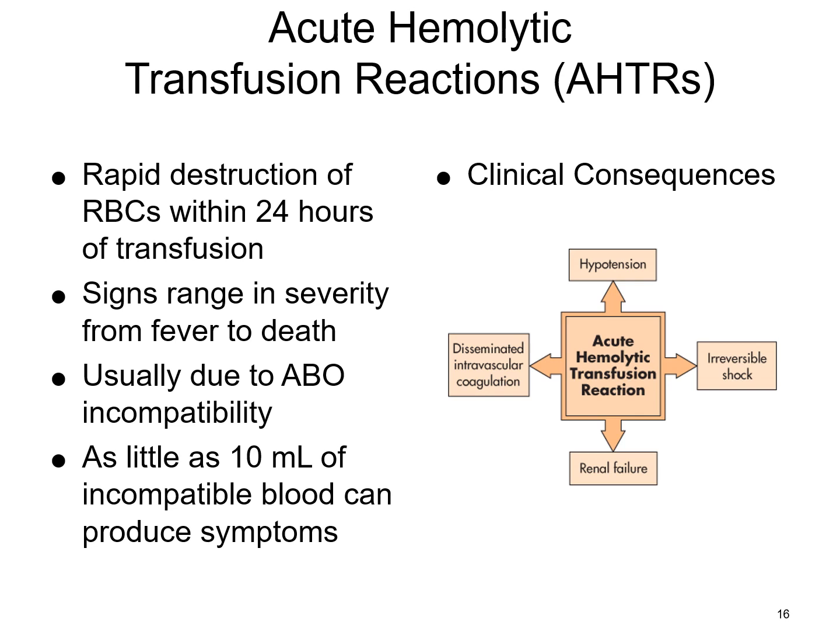Now, as little as 10 mLs of incompatible blood can actually produce symptoms. That's why there is that process of observing the patient within the first few minutes of the transfusion starting, to stay with them and monitor them, since a very small amount of blood can initiate a response. Some consequences that can happen from an acute hemolytic transfusion reaction include hypotension, DIC, irreversible shock, as well as renal failure.